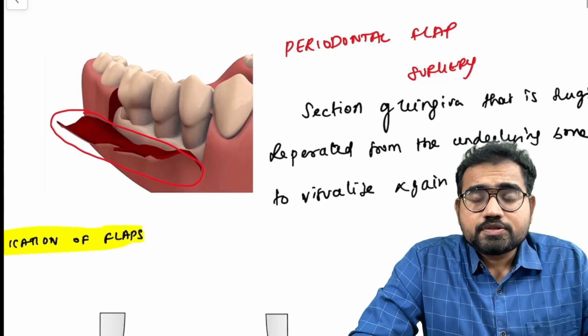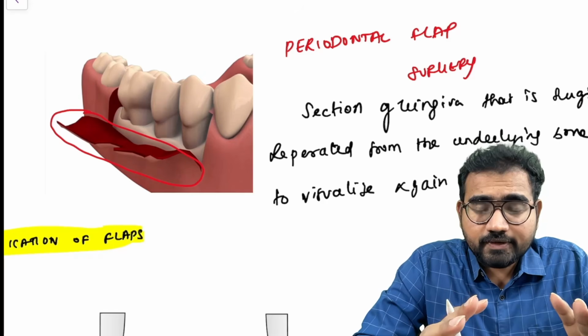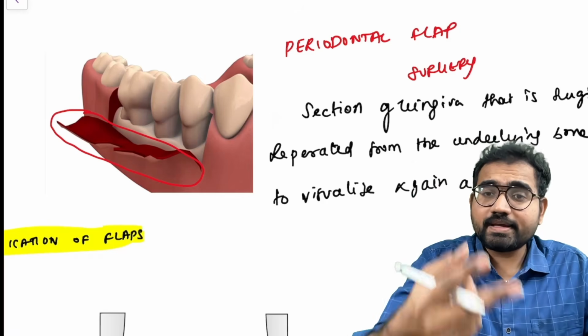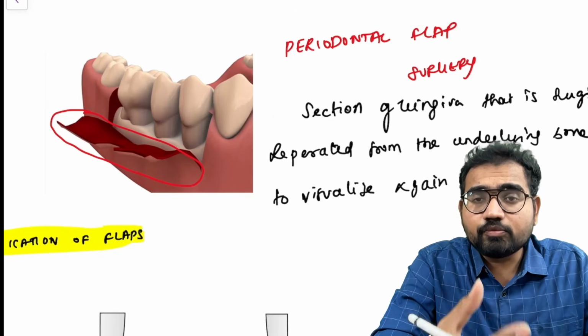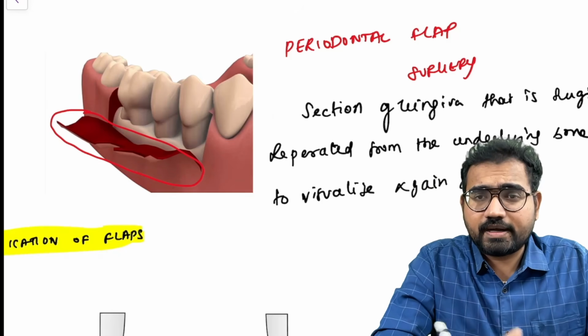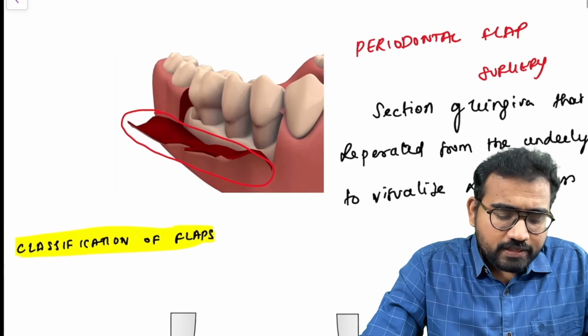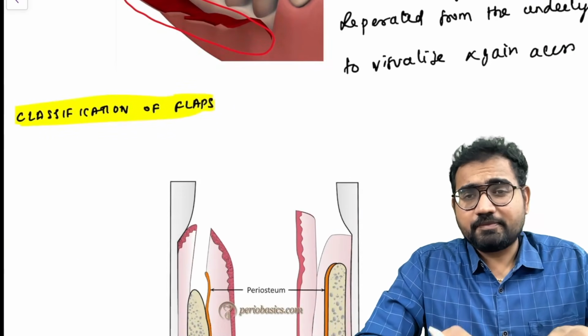As I told earlier, a flap is a section of gingiva which is surgically separated from the underlying tissues so that I can visualize and bring my instrument to the bone and the root to remove any kind of subgingival calculus or granulation tissue. Next, moving on to the classification. The classification of flaps will be very simple.